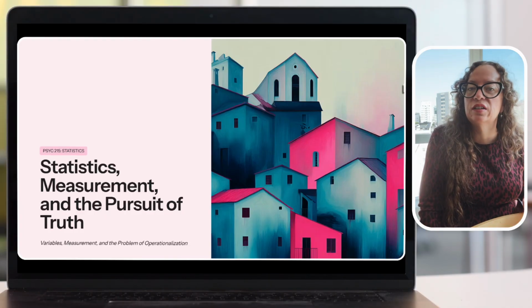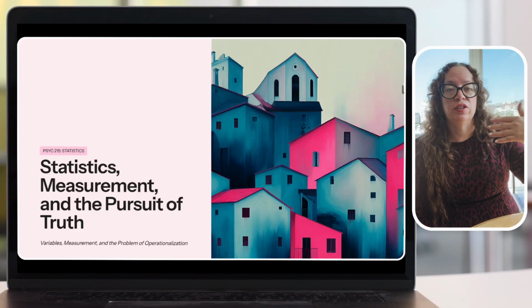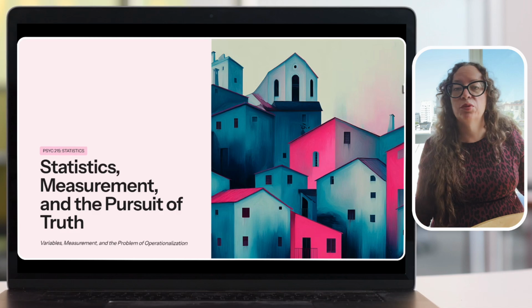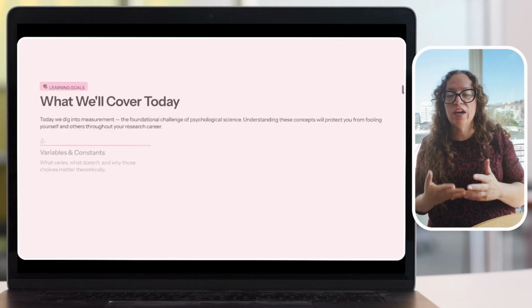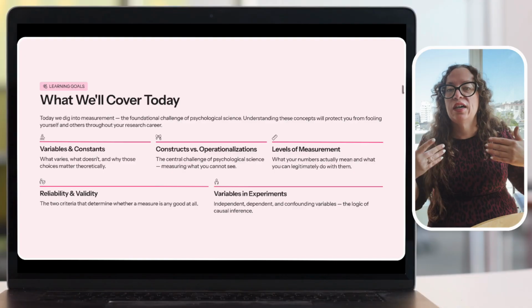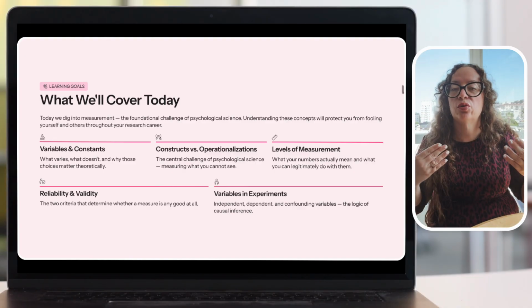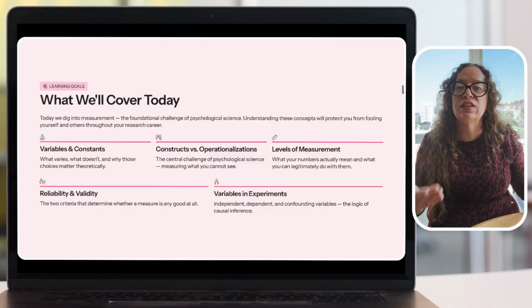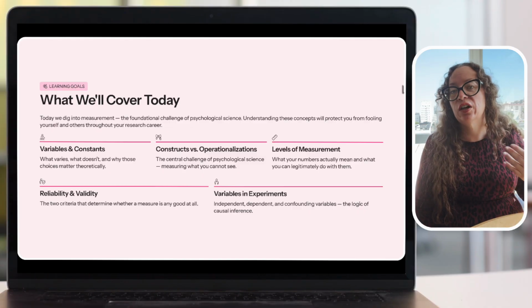But the thing is, psychology doesn't measure height or weight or speed. It measures intelligence, depression, anxiety, personality, self-esteem, motivation, happiness, and those things are different, okay? You can't point to intelligence. You can't hold up depression and examine it. You can't put anxiety on a scale. These are what we call abstract constructs. They're theoretical entities that we believe exist, that we believe influence behavior, but we can't directly observe. And that creates a problem.